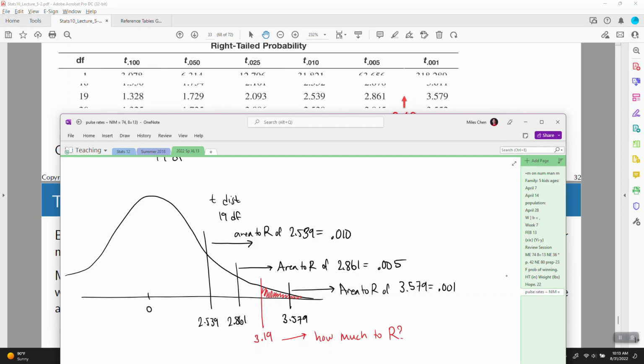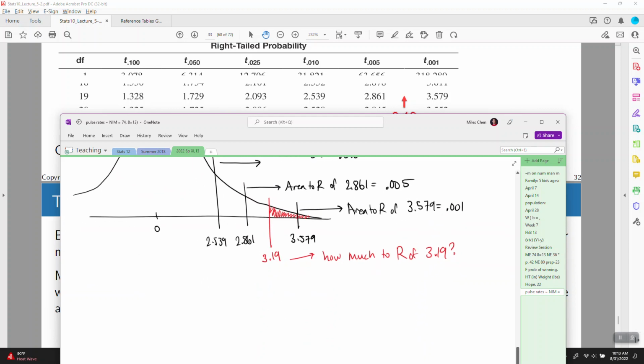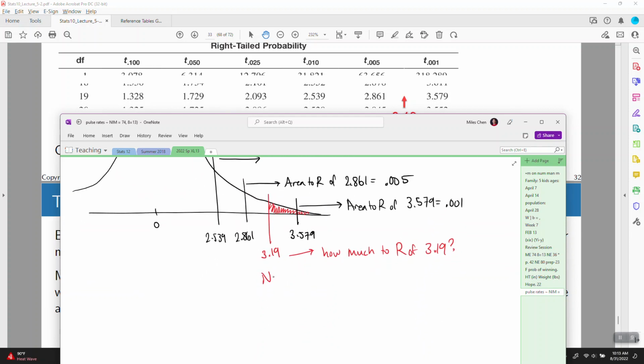How much to the right of 3.19? Okay, and the answer is, well, I can't give you an exact value. So we have no exact value. But it must be less than 0.005 and more than 0.001. So I'm going to say my area, whatever it is, is more than 0.001, but less than 0.005.